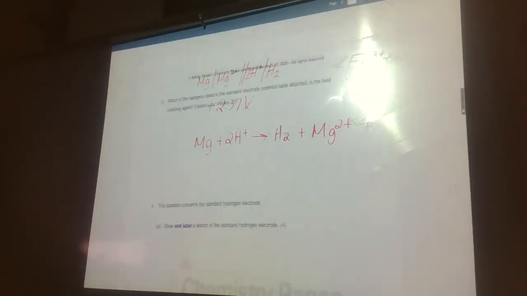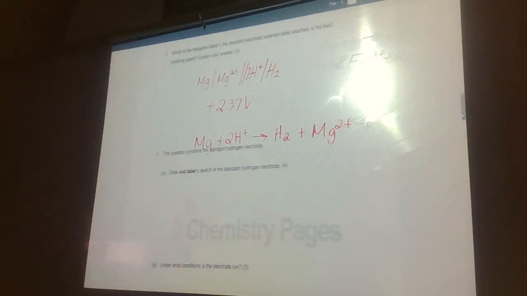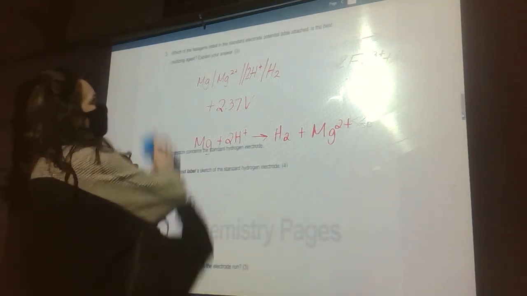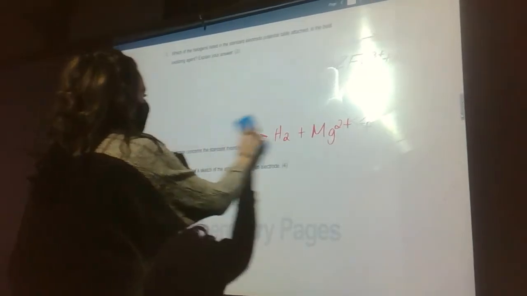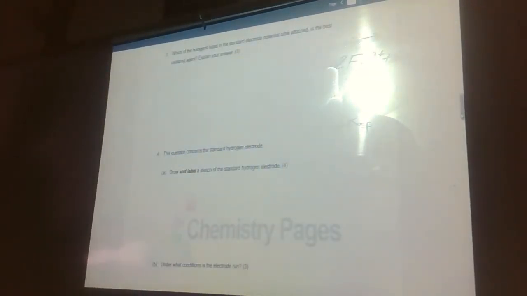All right, number 3. Which of the halogens listed in the table is the best oxidizing agent? Fluorine. Fluorine's at the top. It's most likely to be reduced, so it's the best oxidizing agent. Those are like synonyms in English class. Most reduced, best oxidizing agent. Number 4, we're going to skip.